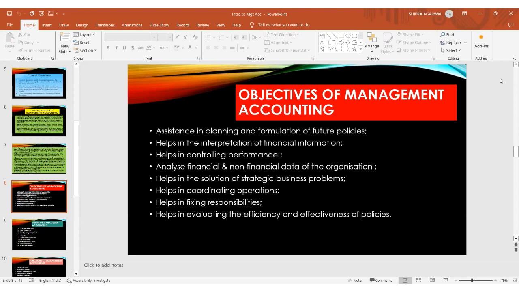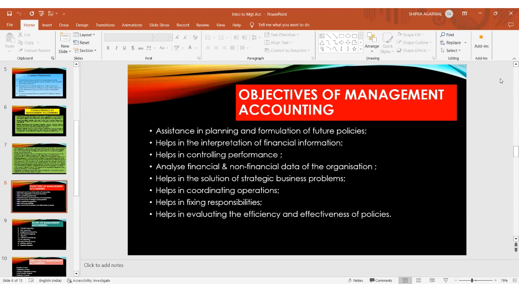Secondly, it helps in the interpretation of financial information. As I told you, in case of financial accounting, information, or you can say books of accounts, are only prepared. They are not at all analyzed over there. Whatever analysis you do becomes a part of your management accounting. So once you do the analysis, then you interpret it, right? So whatever financial information is being prepared in your financial accounting is being interpreted under management accounting.